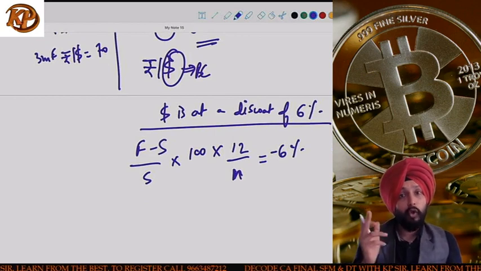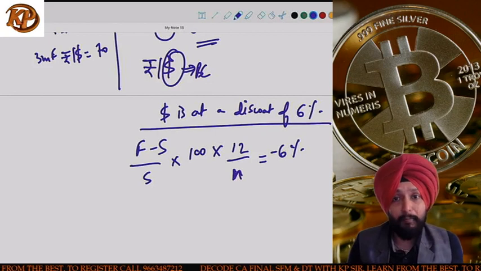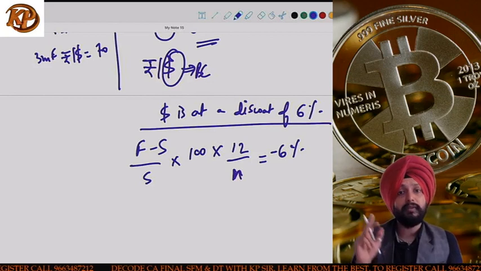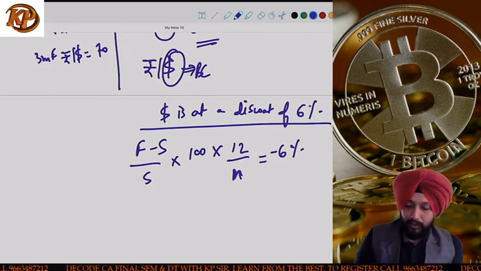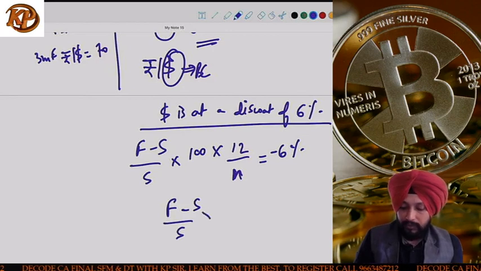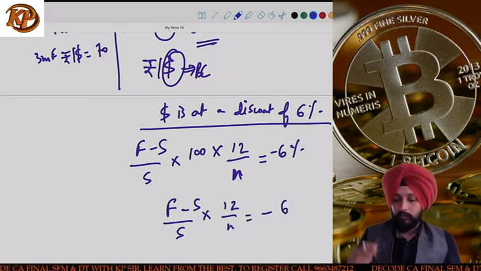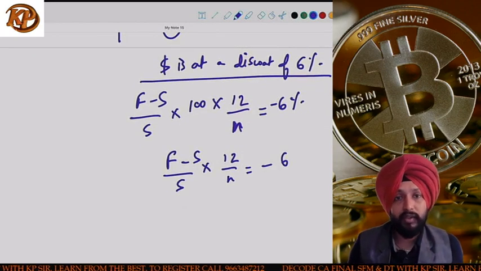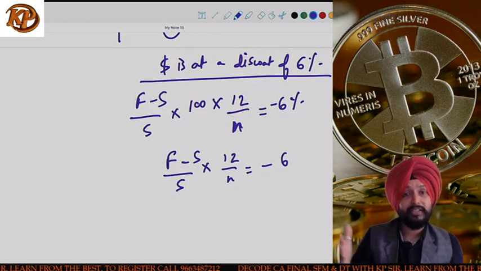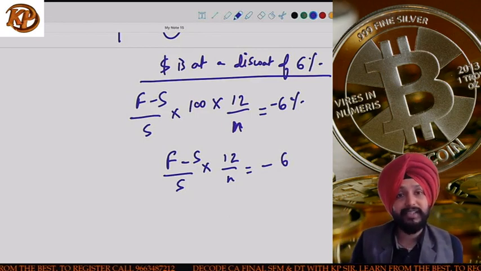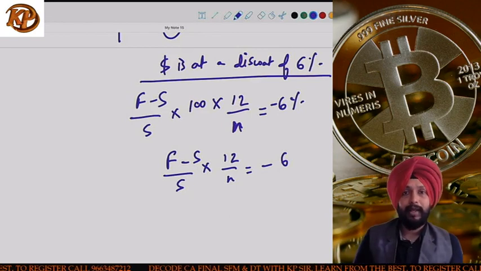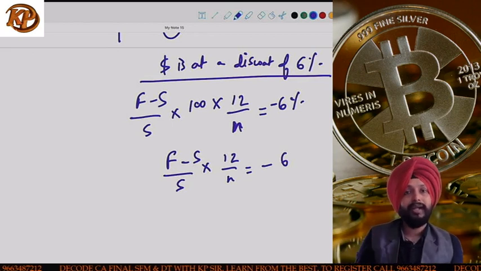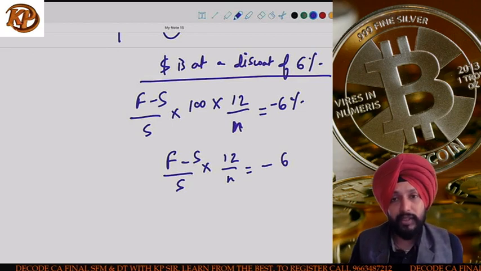Quotation I have written based on dollar, which is a base currency, and for base currency the formula is F minus S by S. So that I have written, but because they are saying it is a discount, the formula for premium will be written, but because it's discount, we put a negative sign. When you put the numbers, the percentage will be removed and 100 will be removed on this side. So you write F minus S by S into 100 into 12 by N is equal to minus 6%, or when you start solving it, it is F minus S by S into 12 by N is equal to minus 6, and then you can solve it. So what you need to remember is, if they give you discount, you still write the formula of premium, but just put a negative sign for the value given.